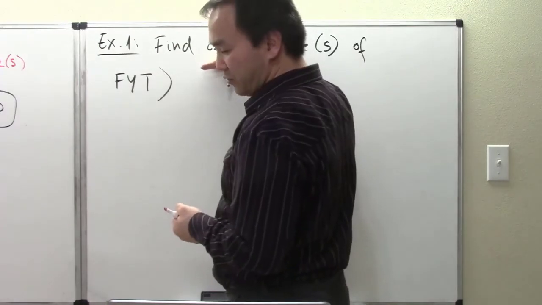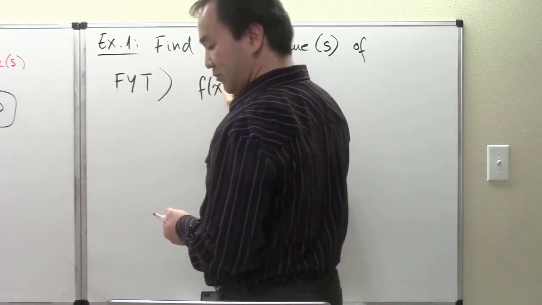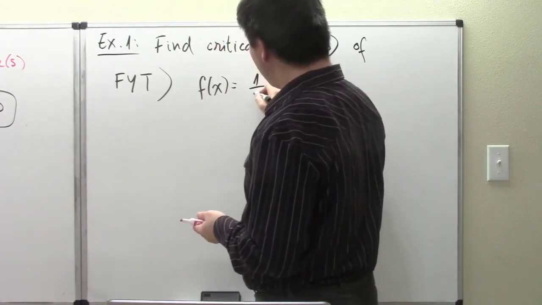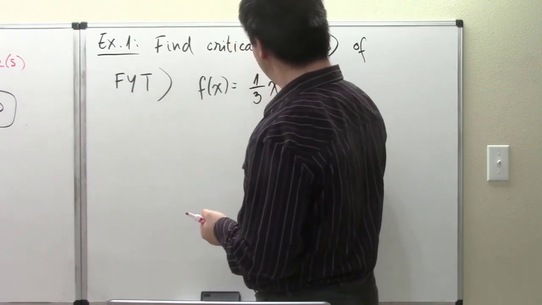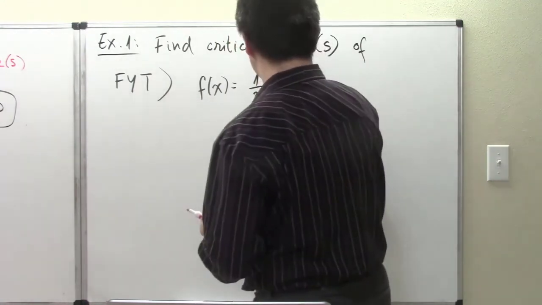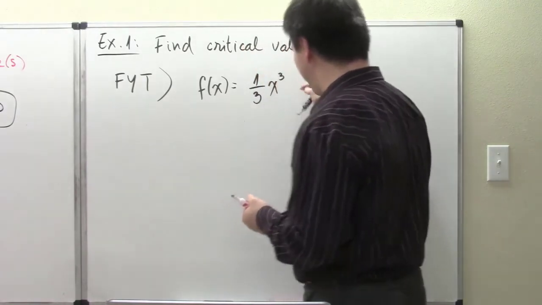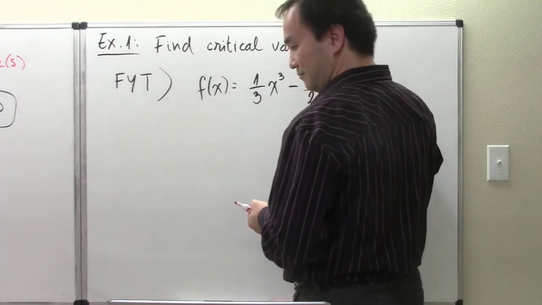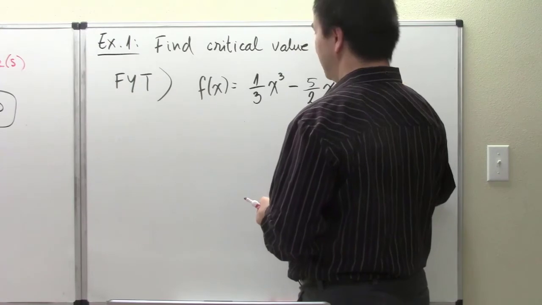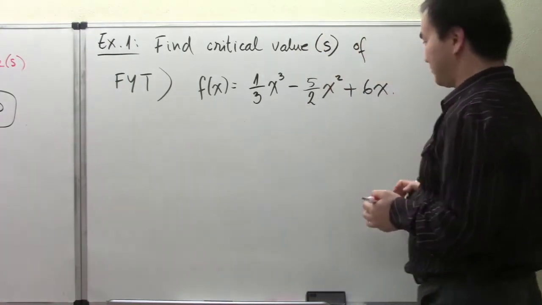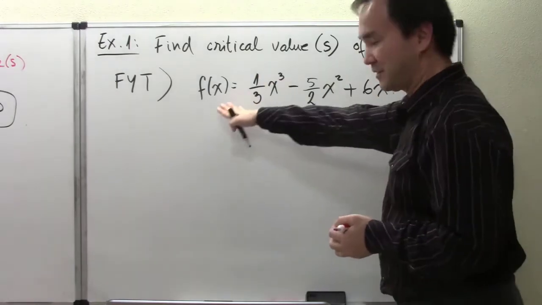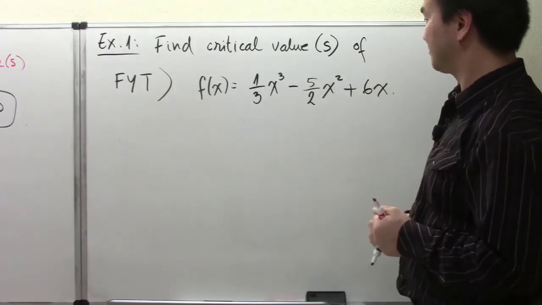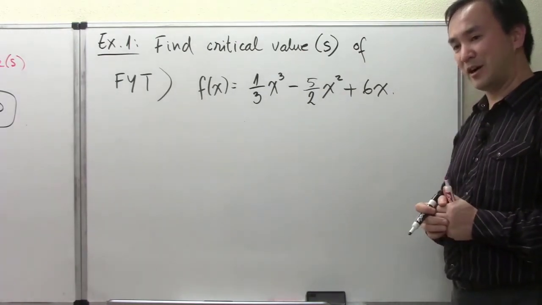So find the critical values, but what I give you now is a function f of x equals 1/3 x cubed minus 5/2 x squared plus 6x. I learned from that mistake earlier about my typo. So go ahead and spend your time finding all the critical values of this function right here. I'm going to wait until you're back after pausing the video, and take your own time with that.